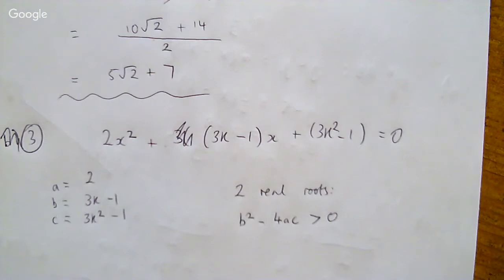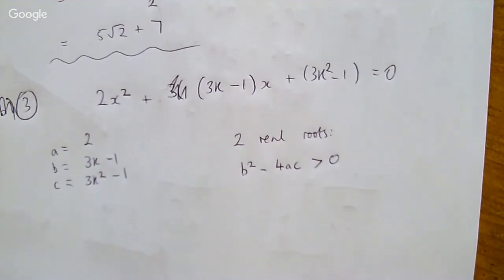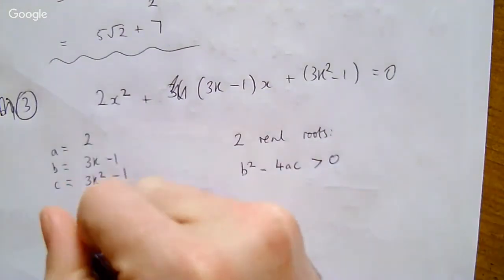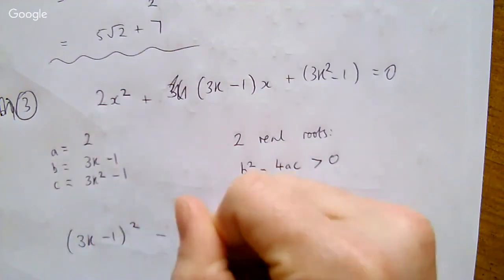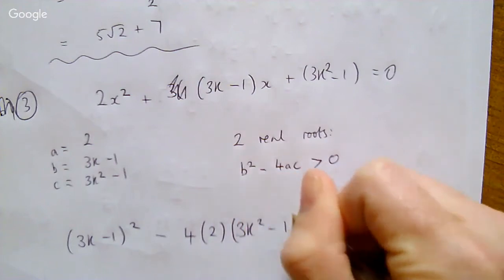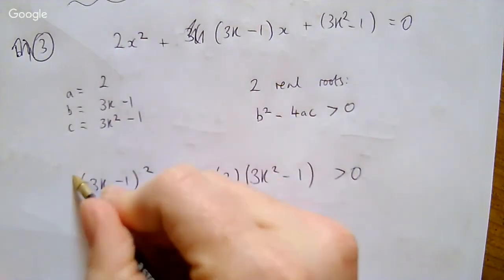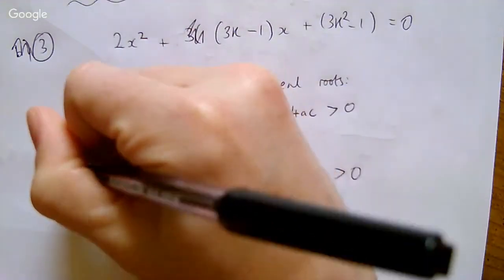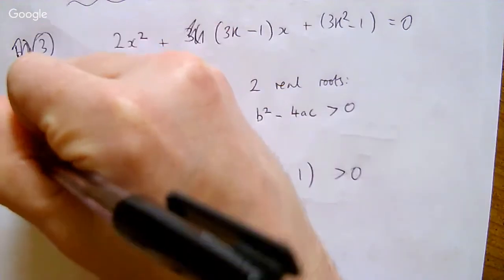So what I need to do now is change those a, b, and c coefficients. I need to square b, then take away 4 lots of a and c. So that's going to be 3k minus 1 squared minus 4 brackets 2, and then 3k squared minus 1, is greater than 0. Now, it's best if you take your time here. If you think you know how to do it, fine, go ahead, but it's not a bad idea to actually write this bit out.